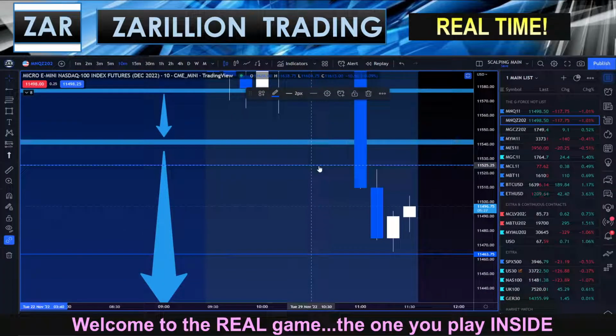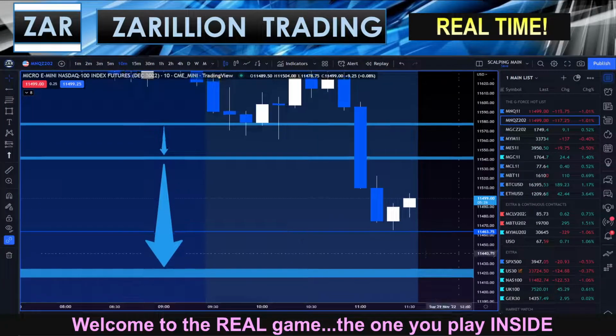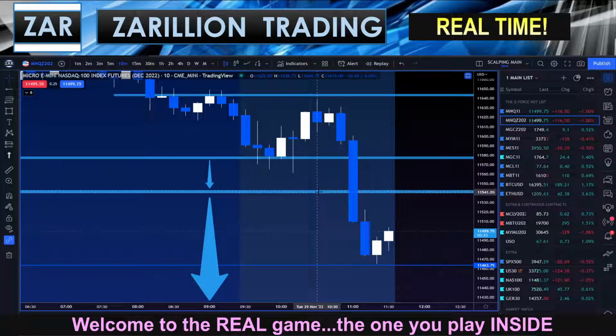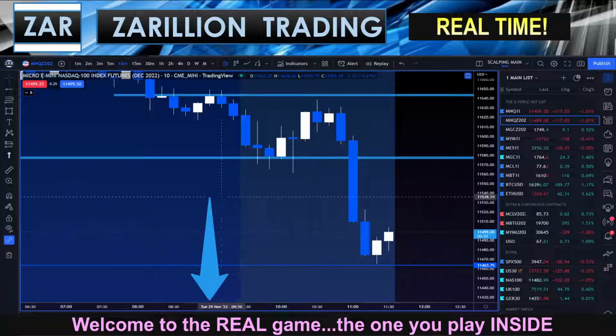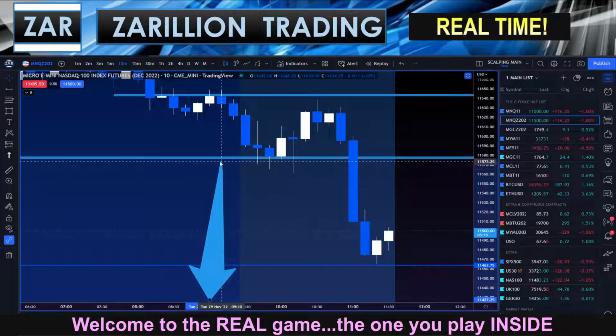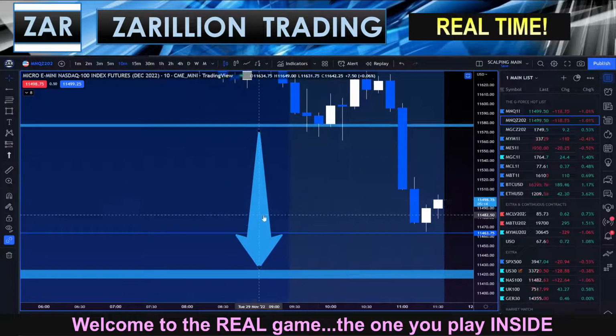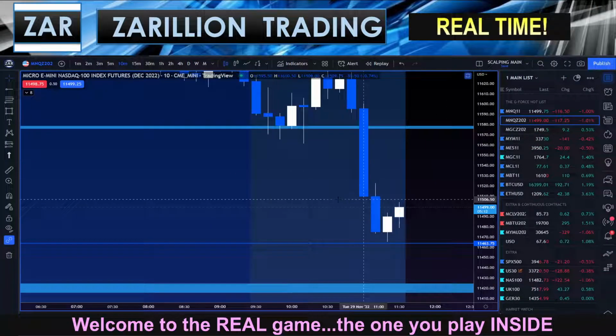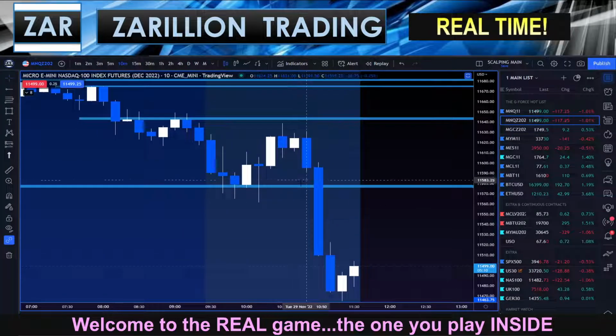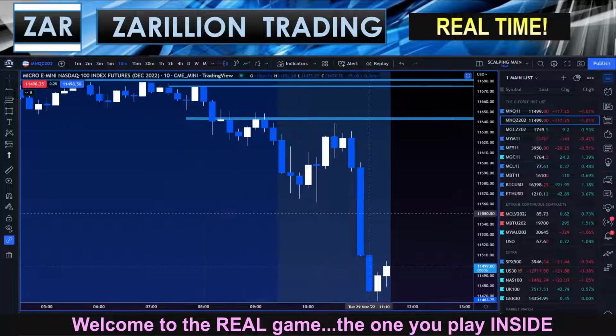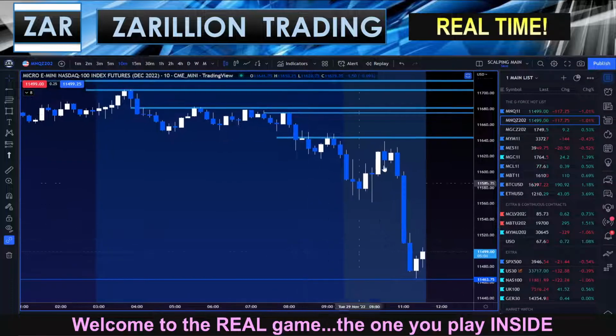I'm going to remove this one because it was blasted through. Going to remove this zone, that arrow. This arrow, it's no longer useful. This zone was very useful. We had a couple of really nice trades in through there.